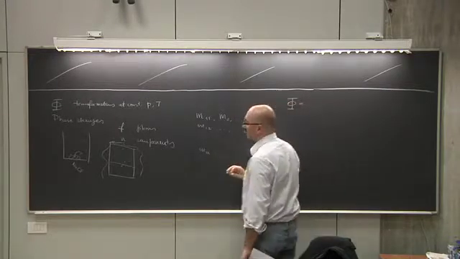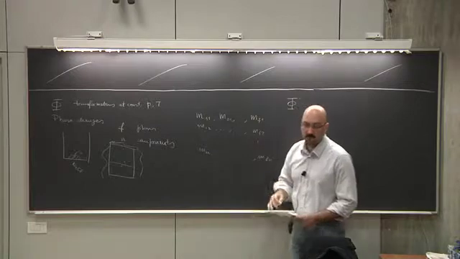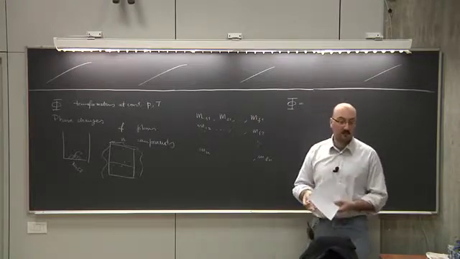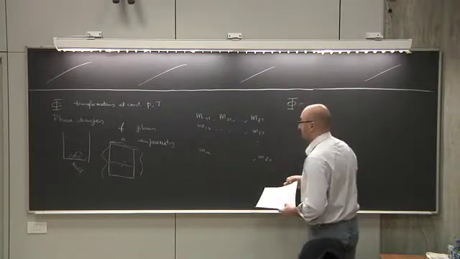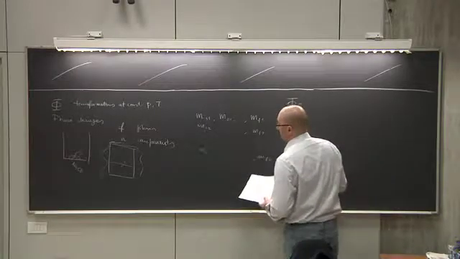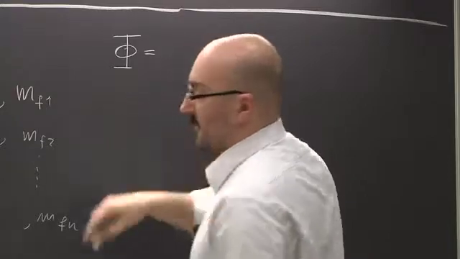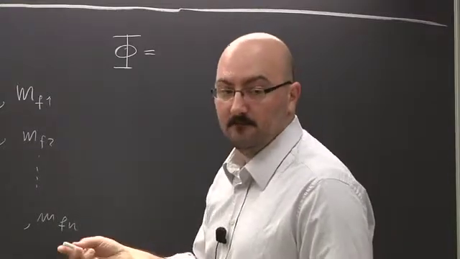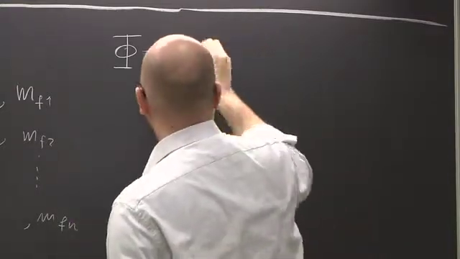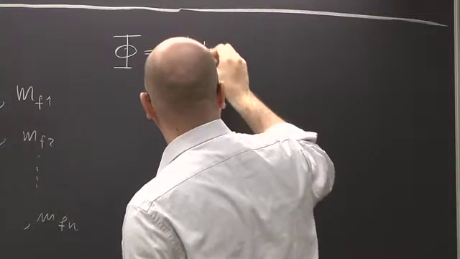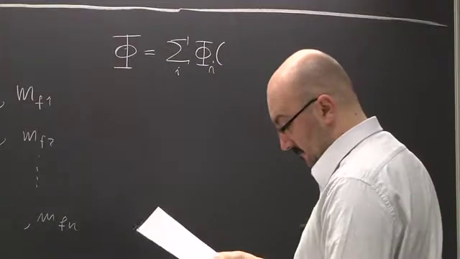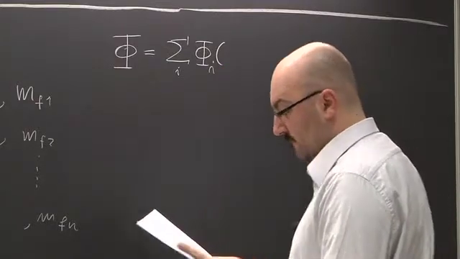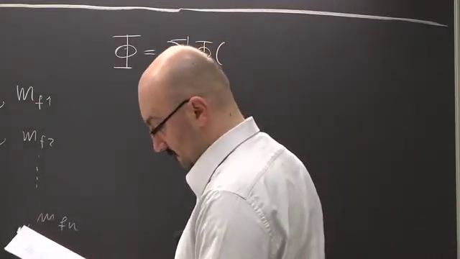So we have to write the enthalpy. We consider this transformation occurring at constant pressure. We define the enthalpy, and the enthalpy of the entire system, we assume, is just the sum of the enthalpies of the various phases.